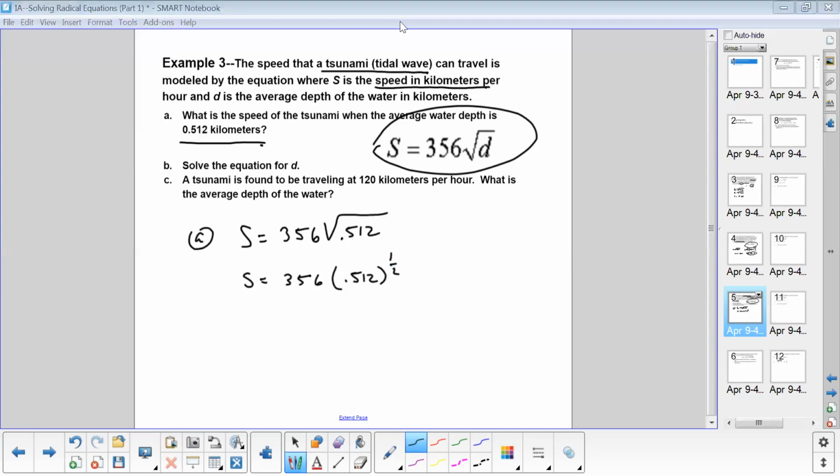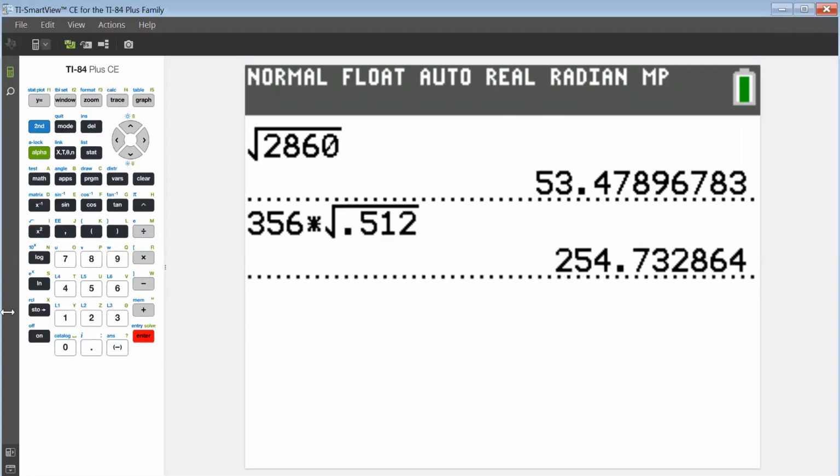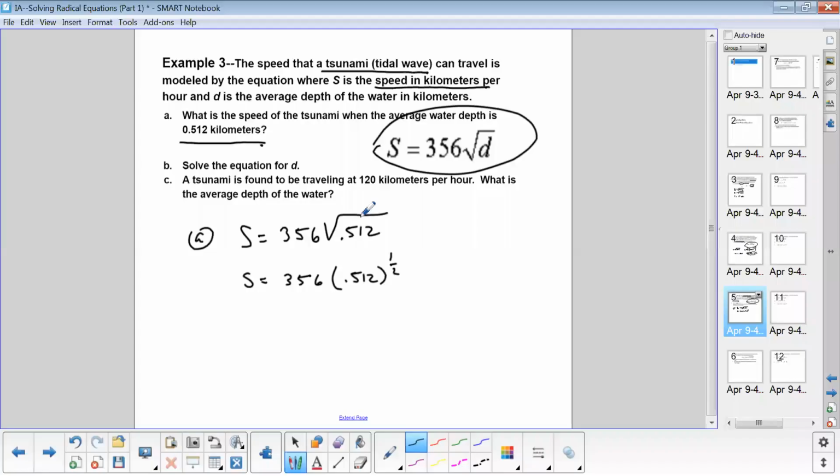So if you want to compute that, you could type in 356 times second x squared and then type in 512 thousandths and hit enter. And that just means that it's about 254 kilometers per hour. So back to the context here, it says, what's the speed? Well, the speed would be about 254 kilometers per hour.